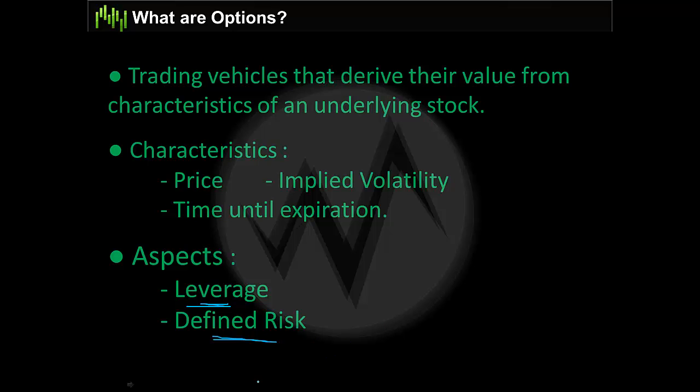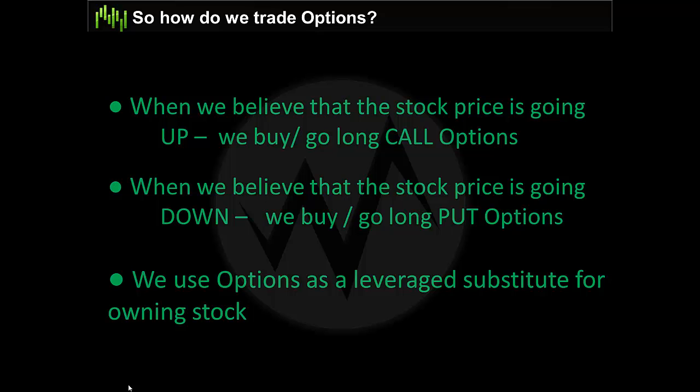Now, there are additional characteristics and aspects of options that provide another layer of complexity, but we go into that specifically in the options live trading room. For the purposes of this webinar, we basically want to trade options this way. When we believe the stock price is going up, we go ahead and buy or go long call options. When we believe the stock price is going to go down, we buy or go long put options. Pretty straightforward. Especially when we're trading intraday, we want to make sure we are very liquid and can get in and out very quickly. We use options basically as a leverage substitute for owning the stock.